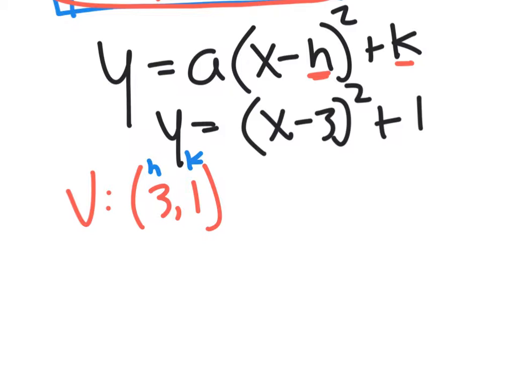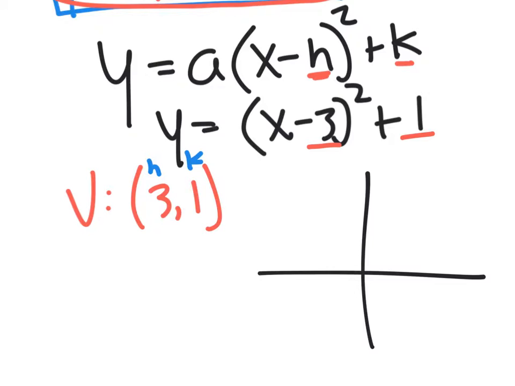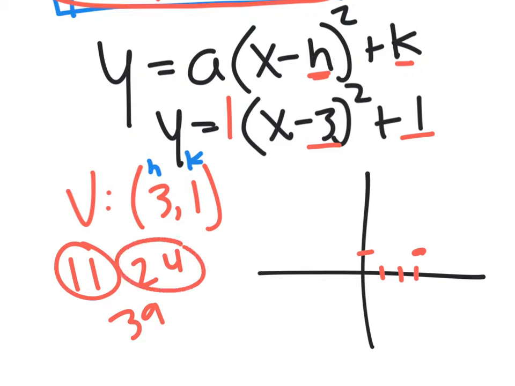Anyway, why is this form so awesome? Because just by looking at it, you know that your vertex is positive 3, positive 1, so you can go to the coordinate 3, 1 and put a dot right there. Not only that, we've already learned that if our a value is 1, so there is no number out here, you could say that there's an invisible 1 right here. If your a value is 1, then it has the pattern of 1, 1, 2, 4, 3, 9 from the vertex. So you'd go 1 over, 1 up, and put a dot right there. 2 over from the vertex, 4 up, and put a dot right there.